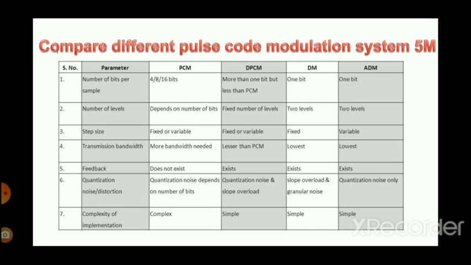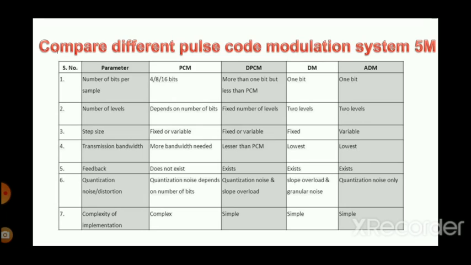Second parameter, number of levels, depends on the number of bits. Fixed number of levels in DPCM, in DM 2 levels, ADM 2 levels. Next parameter, step size. In PCM, fixed or variable; in DPCM, fixed or variable; in DM, fixed; in ADM, variable. Next parameter, transmission bandwidth. In PCM, more bandwidth needed. In DPCM, less than PCM. In DM, lowest. In ADM, lowest.